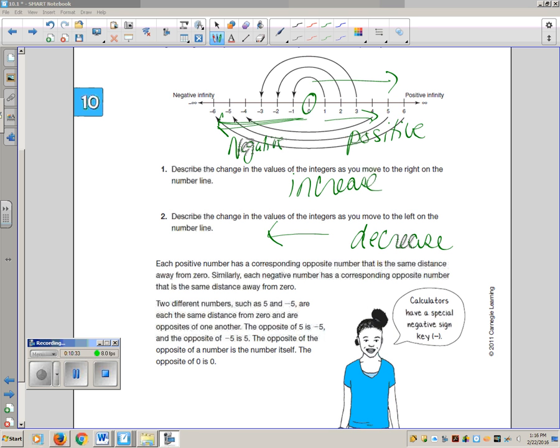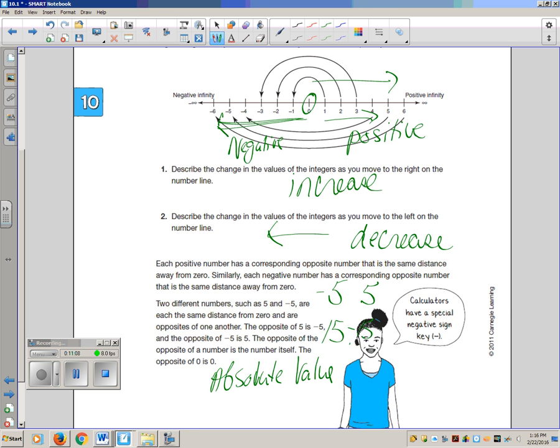On the bottom of the page, each positive number has a corresponding opposite number that's the same distance away from 0. Similarly, each negative number has a corresponding opposite number that's the same distance away from 0. For example, if you have -5, the opposite of -5 is +5. If you have 15, the opposite would be -15. They are the same distance from 0. I'm jumping ahead, but that's called absolute value, distance from 0.